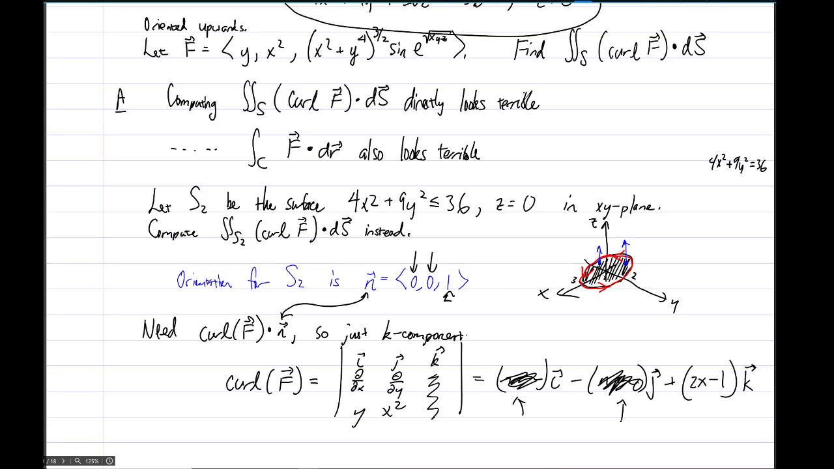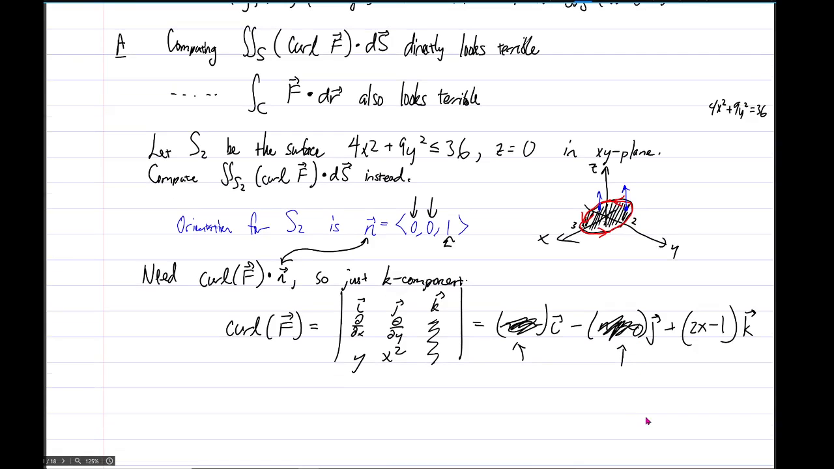But the point is that we're going to take the curl of f and dot it with the n vector, which in our example here is the 0, 0, 1 vector. And so when we dot, all we're going to get is 2x minus 1. That's real nice. While there's messy parts here, they're not going to appear in a significant way in the integral. So we end up with the double integral over the original surface of curl of f dot dS. That's what the question asked about.